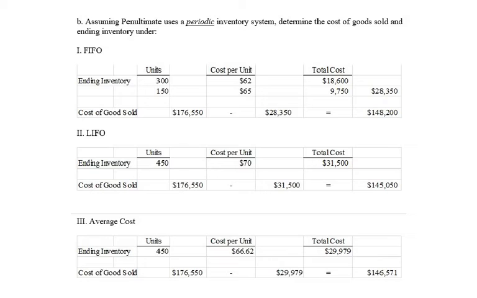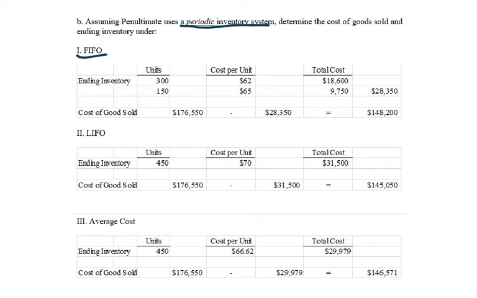All right, we'll proceed to part B. Again, we're going to analyze under three cost flow assumptions: FIFO, LIFO, and average cost, assuming that we have periodic inventory. In other words, we're just doing this for the whole period, and we're going to determine both what ending inventory is and what the cost of goods sold is under each of these three assumptions. First up, we'll focus on first in, first out.